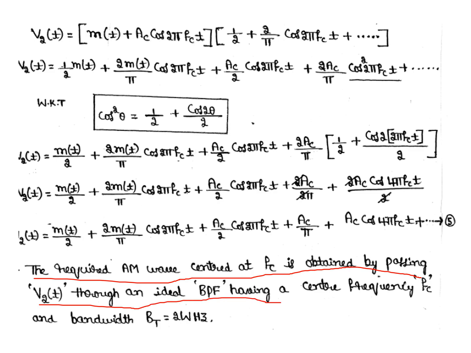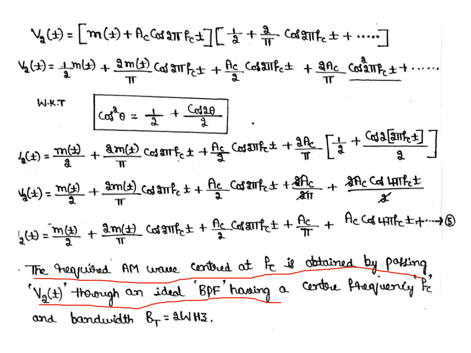Generally, the AM wave is centered at Fc, which means the carrier frequency. The center frequency is the carrier frequency. The upper sideband frequency is Fc plus Fm. The lower sideband frequency is Fc minus Fm. To get this required AM signal, we have to design the bandpass filter with center frequency Fc.